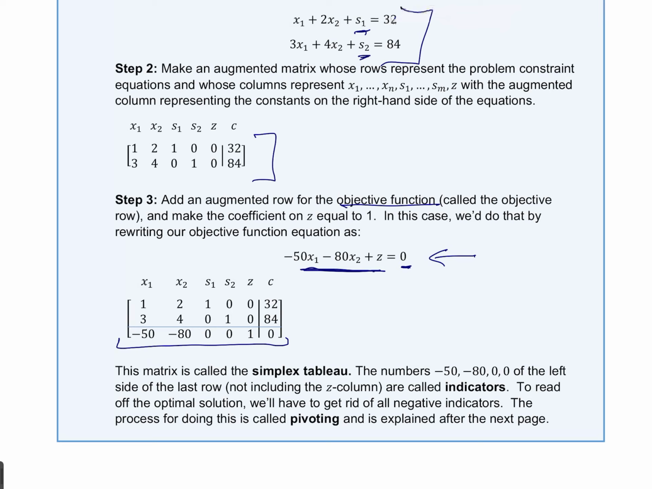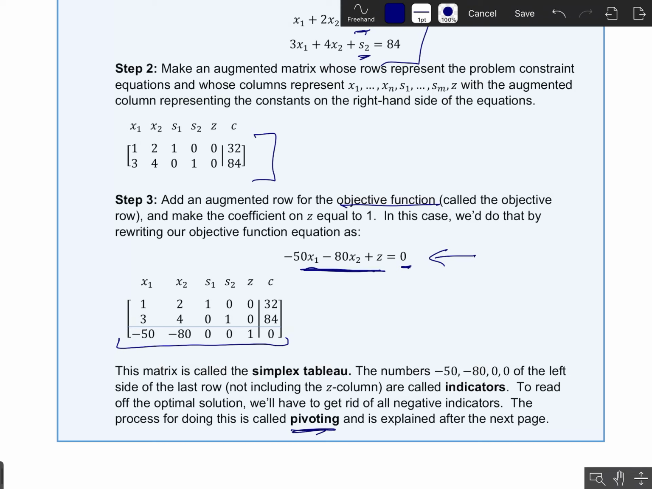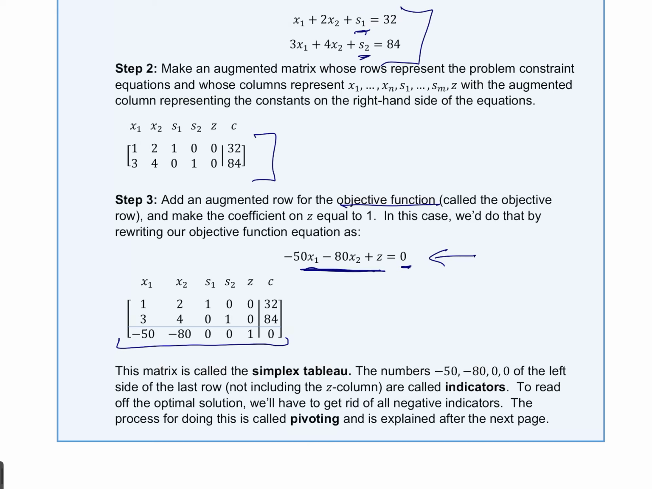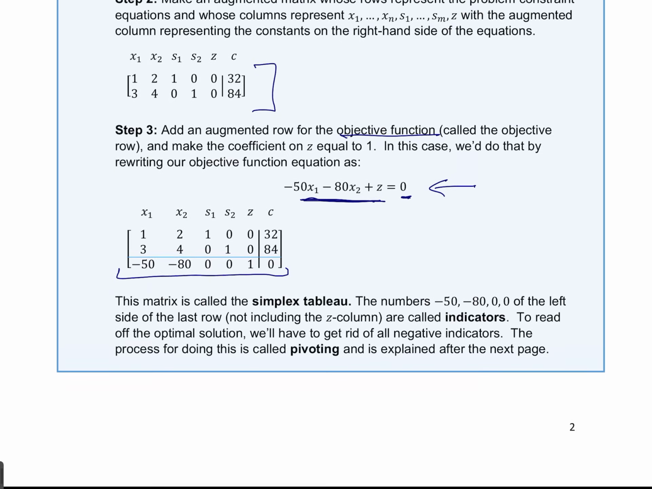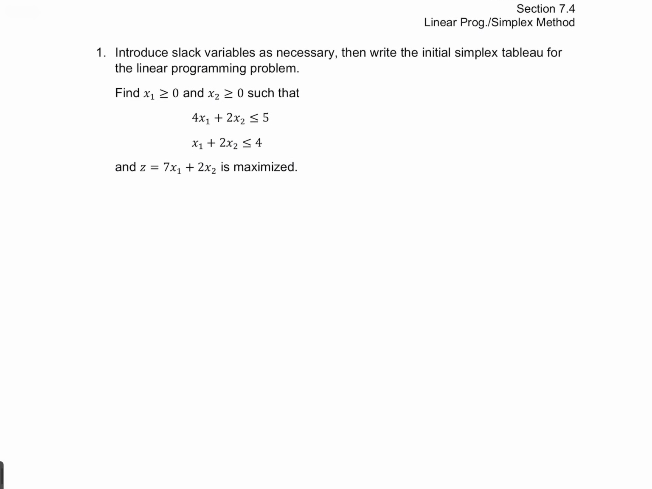And then the last term that I want to introduce is called pivoting. Pivoting we'll go over in our next video. That's just the row reduction process. So those are the steps that we'll take in order to get rid of those negative indicators. Okay, so that's the basics for just setting up the initial simplex tableau. Let's do an example involving this setup.